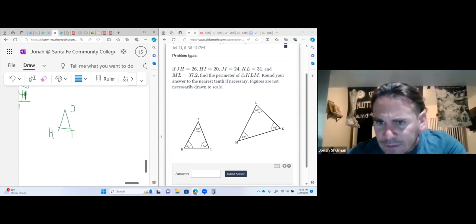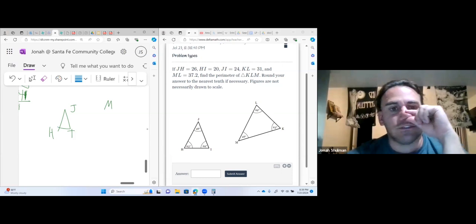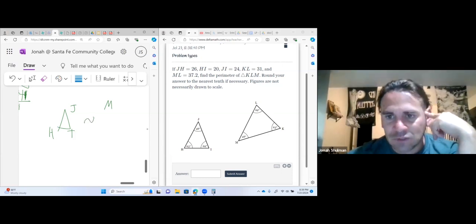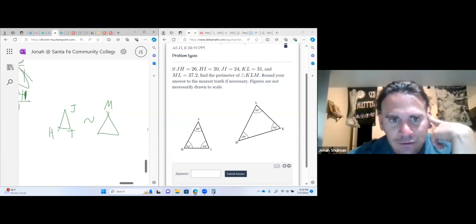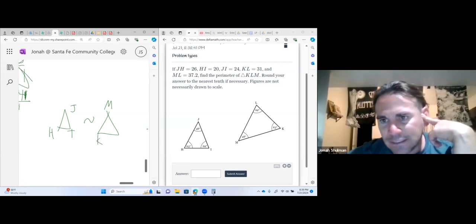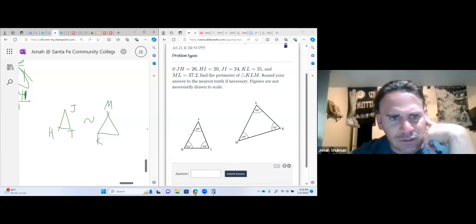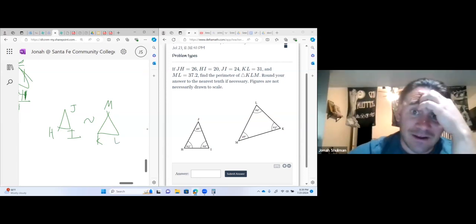JHI, and the top one has to be M because it has the same what angle, right? So these are similar. This means they're the same shape, they're just different size. H matches to K. There is no T. Oh, that's an I. I matches to L. There we go.